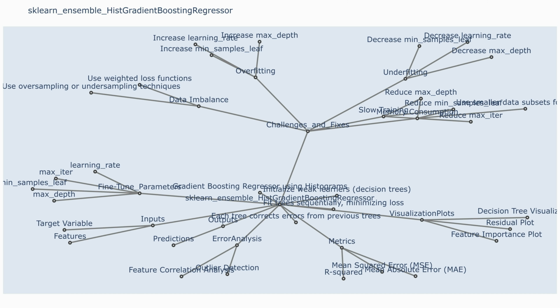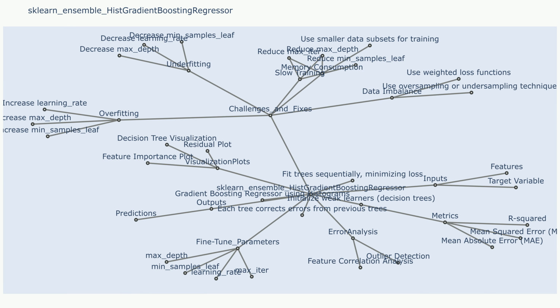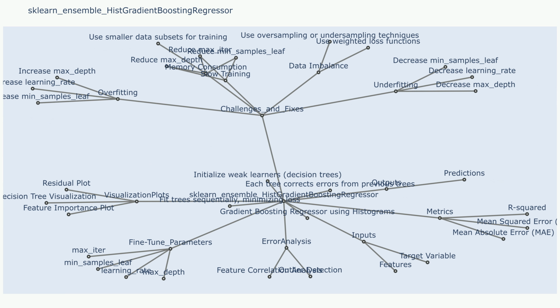Sklearn Ensemble HistGradientBoostingRegressor. Description. HistGradientBoostingRegressor is a powerful gradient boosting algorithm designed for regression tasks. It leverages the strengths of histogram-based gradient boosting, enabling it to handle large datasets efficiently while maintaining accuracy. Unlike traditional gradient boosting methods that use individual data points, this algorithm uses histograms to group similar data points, thereby speeding up the training process and reducing memory usage.